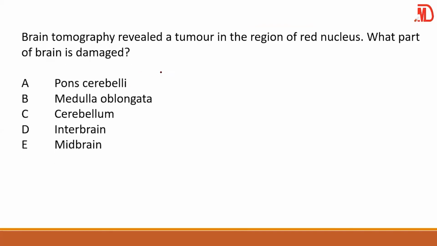Brain tomography revealed a tumor in the region of the red nucleus. The question is, where is the red nucleus located? Of course, it is found in the midbrain. As simple as that. So what part of the brain will be damaged? Of course, the midbrain. So your answer here is E.